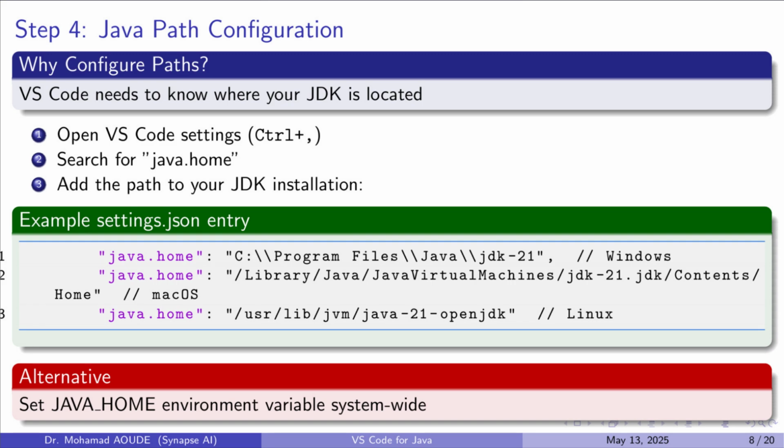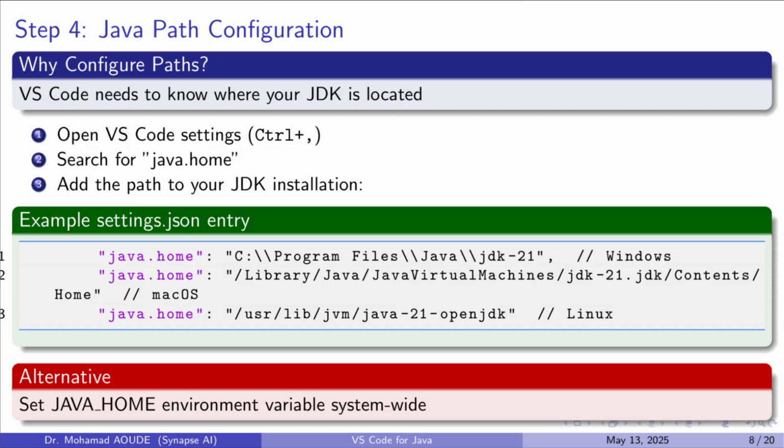Open VS Code settings. The easiest way is by pressing Ctrl+comma. In the search bar at the top of the Settings tab, type java.home. Find the setting labeled Java Home and add the file path to your JDK installation directory. The slide shows example paths for Windows, macOS, and Linux. Make sure to use the correct path for your installation.